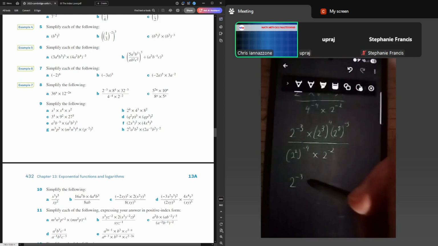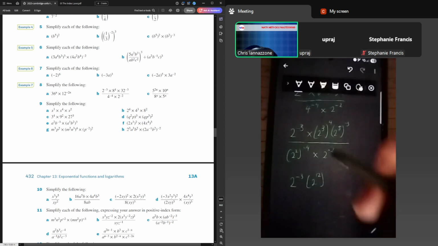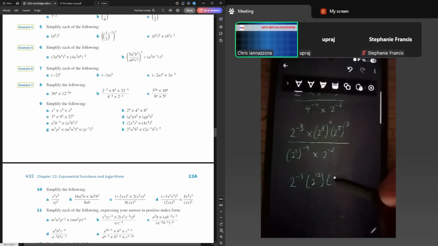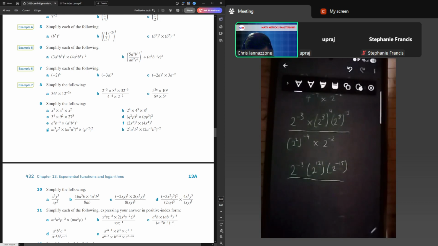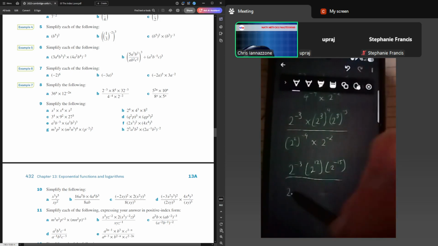We've got 2 to the negative 3. Handling the cascaded powers, 4 threes are 12, so 2 to the power of 12. And this one here, this is 5 and negative 3 for 15. Oh, negative 15, sorry. 2 to the minus 15. And you'd probably also do the exact same thing to the denominator first. So 2 to the negative 8, 2 to the negative 2.